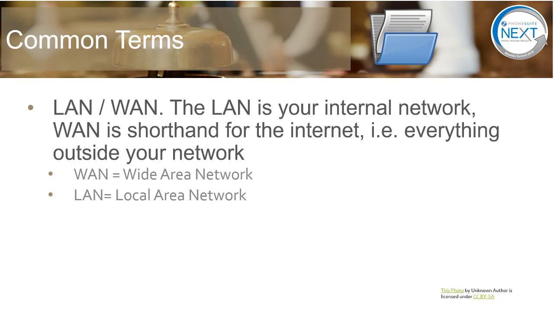The WAN or wide area network is just the shorthand for everything that's outside your network. So that includes everything on the internet, every other office or hotel that might be out there, anything else on the outside that you don't have control over.